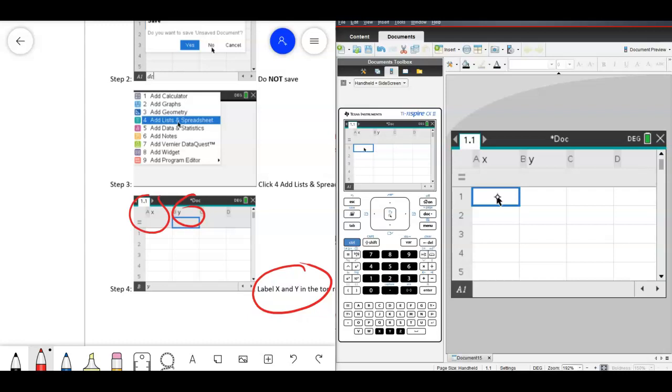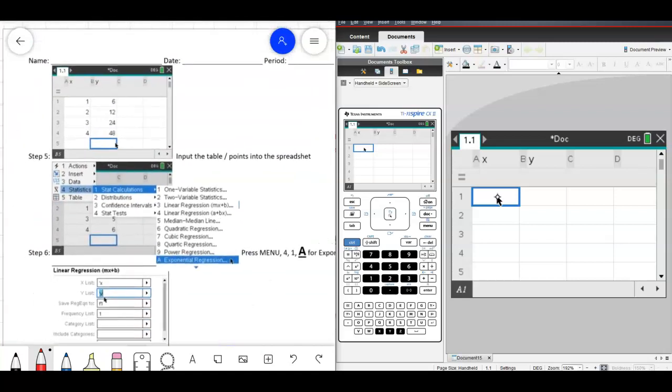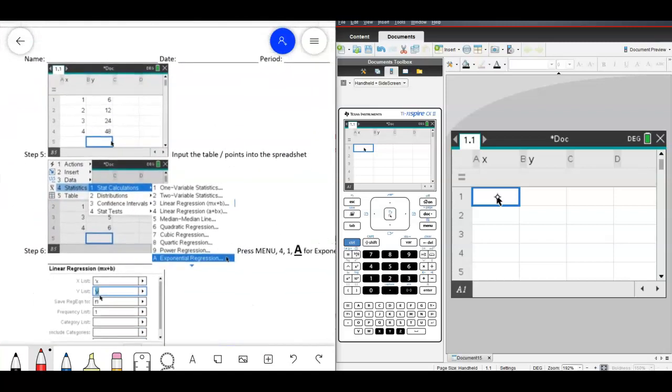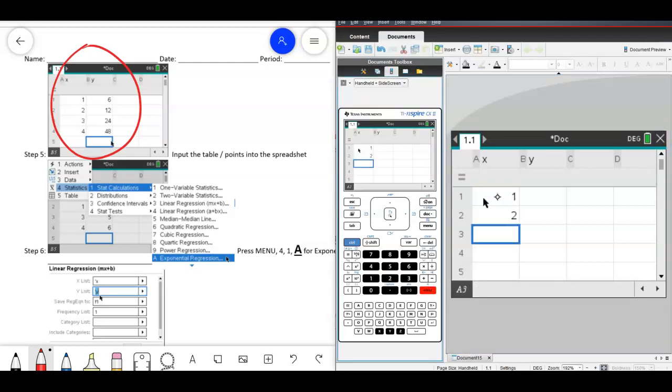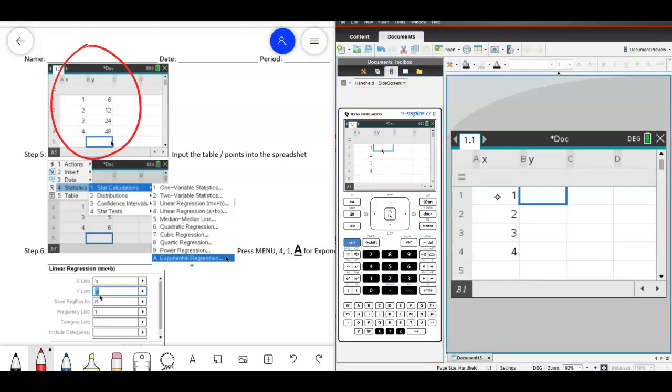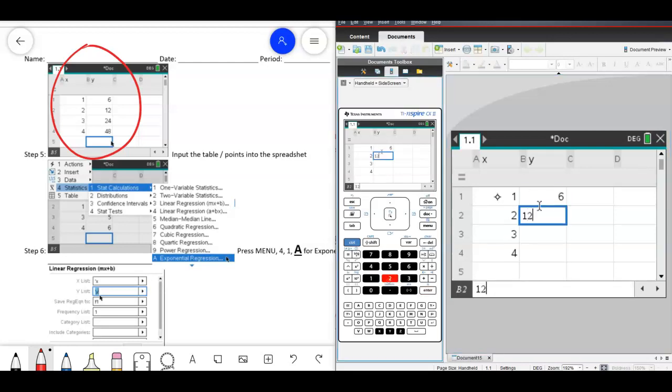So, if you flip over your notes to the next page, step 5, on the back. Now, on this screen, on the notes right here, we're going to put in that table. So let's go ahead and put in that table. One, two, three, 4 on the X side. 6, 12, 24, and 48 on the right side. It's on your notes sheet right here. So everyone's putting in this table.